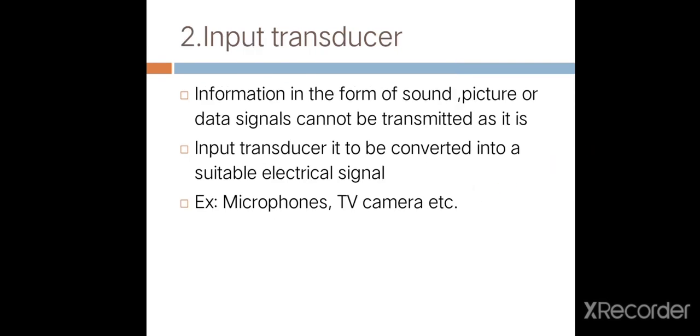The next block is the input transducer. Information in the form of sound, picture or data signals cannot be transmitted as it is in the transmitter. That's why the input transducer converts it into a suitable electrical signal. Examples of input transducers are microphone, TV camera, etc.